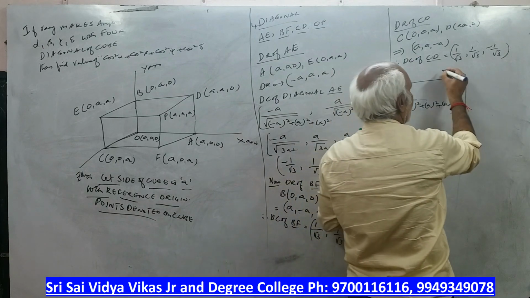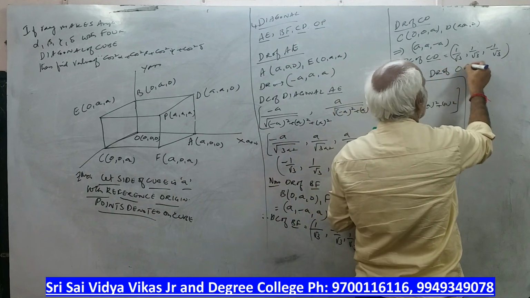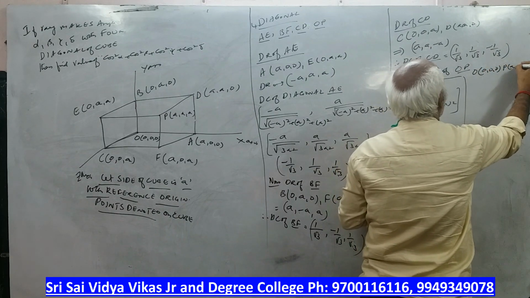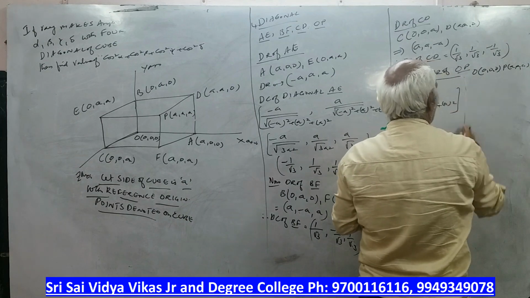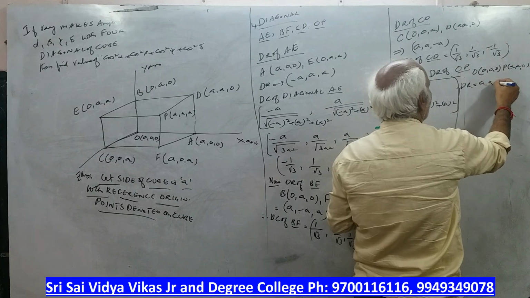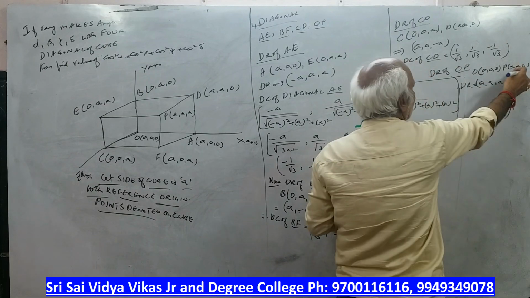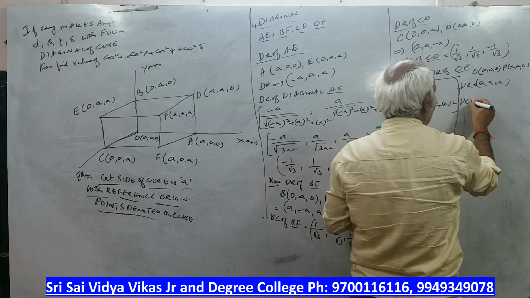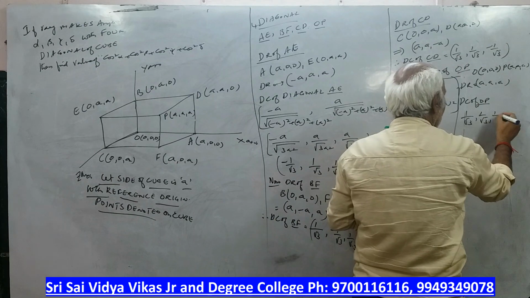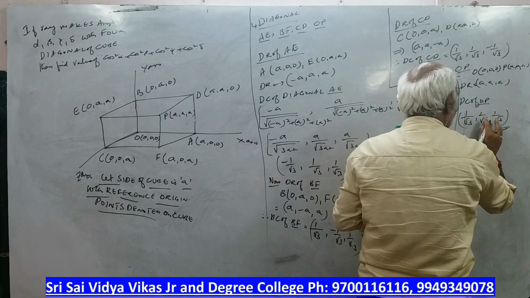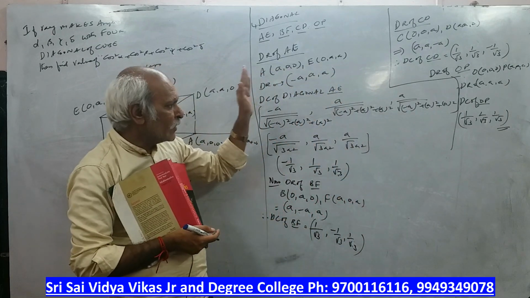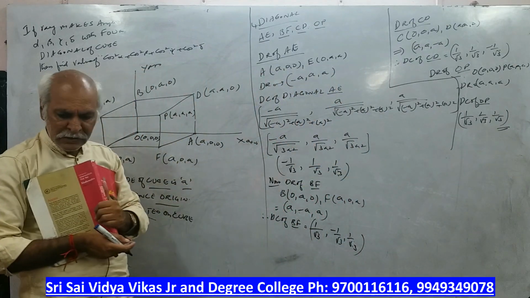Next, last one, DRs of OP. What is the O point? 0 comma 0 comma 0. What is the P point? a comma a comma a. So DRs is nothing but a comma a comma a, directly, a minus 0, a minus 0. Therefore, DCs of OP will be 1 by root 3, 1 by root 3, 1 by root 3. Now what have we done? In the previous one we found DRs directly, but here we found all the 4 diagonals. Please note down up to here.